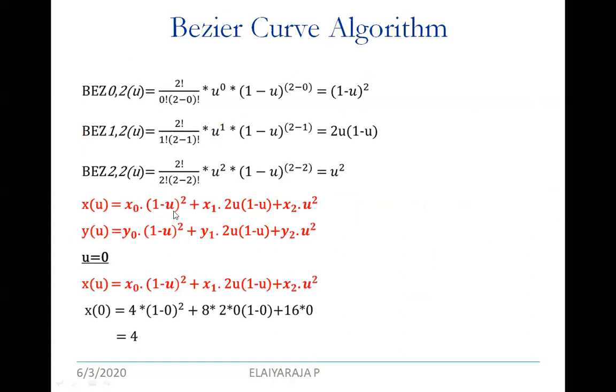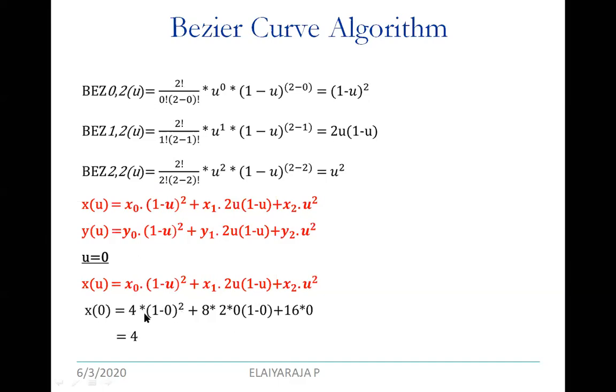Apply this in x of u, where x0 into 1 minus u whole square plus x1 into 2u into 1 minus u and x2 into u square. Similarly for y. Now the value of u is between 0 to 1. So when you write u equal to 0, x of u is equal to x0 into 1 minus u whole square. In this case, you can apply the u value as 0.